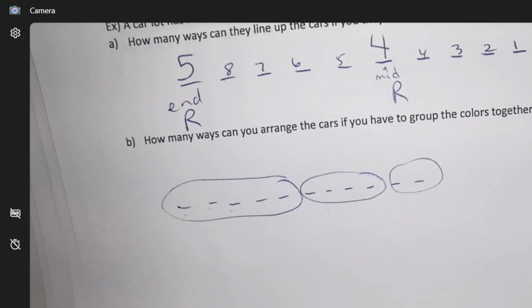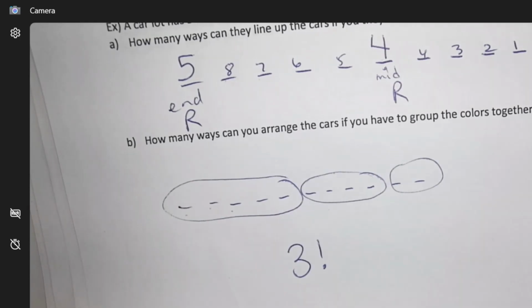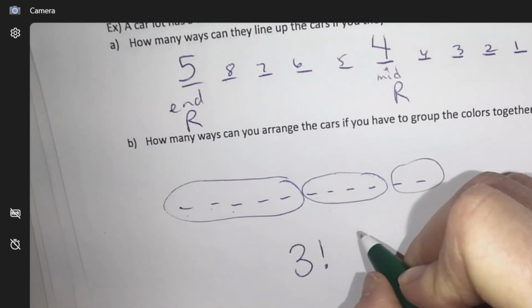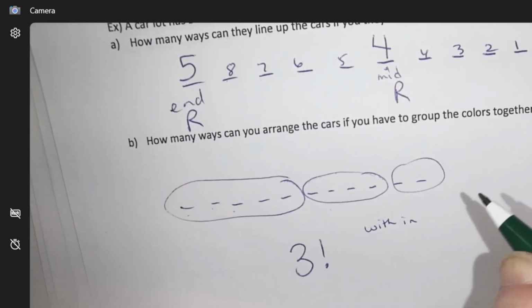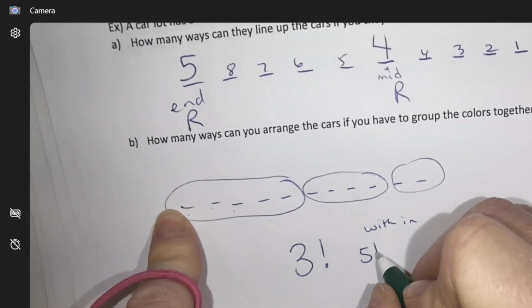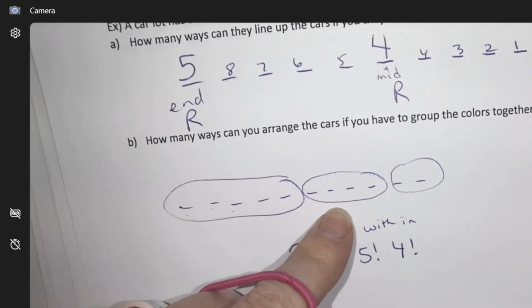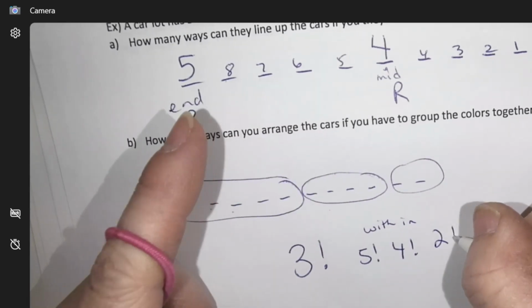Okay, so we've run into this situation before. What would you do when you're moving this around? You do, how many objects are you moving around? Well, we're only moving 3 things around. We're moving black, red, and white. Then what's happening within? These 5 red cars could move around, the 4 blacks can move around, and the 2 whites can move around.